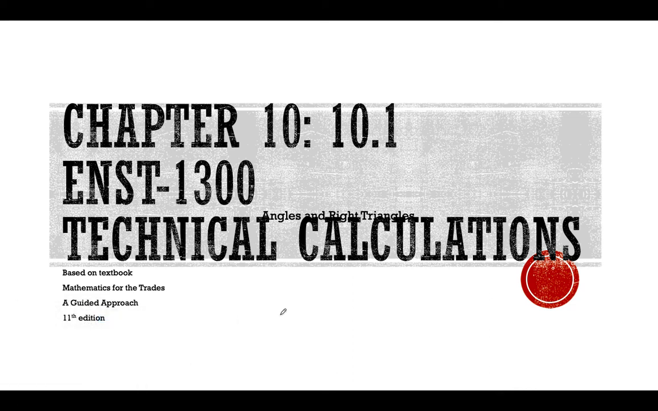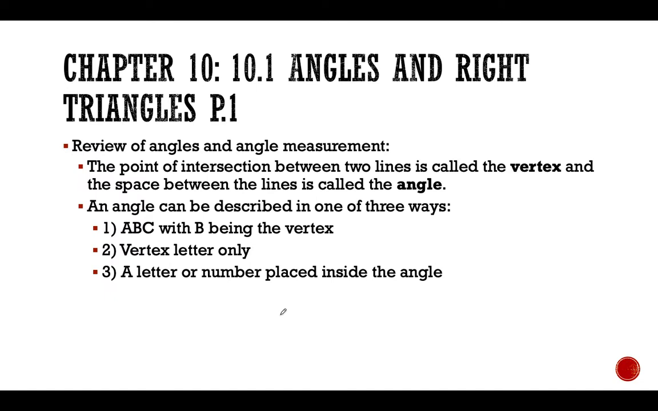Chapter 10. In this chapter, we're going to be covering right triangle trigonometry as well as going over the trigonometric ratios. Let's do a review of angles and triangles. The point of intersection between two lines is called the vertex. This is the vertex. And the space between the lines is called the angle.